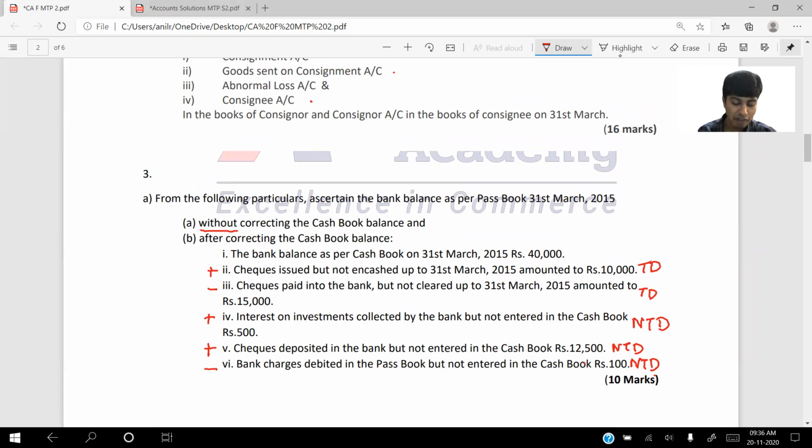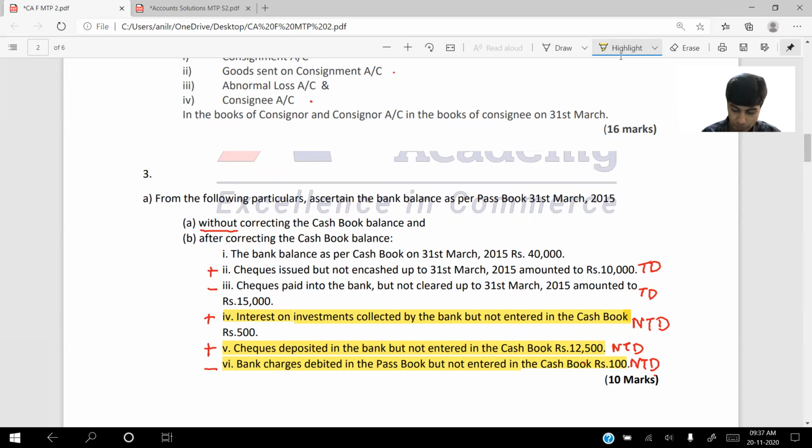If I have to do after adjusting cash book, adjusted cash book or amended cash book, all these items which I've written here as my non-timing differences, this one, this one, and this one, these three have to be adjusted to my cash book balance. This 40,000 will no more be correct. To 40,000, I do plus 500 plus 12,500 minus 100. Whatever I arrive at, that will be my starting point in the BRS. There I do plus 10,000 and minus 15,000.